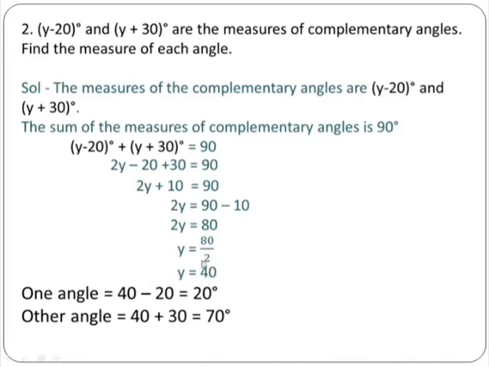Now we will put the value of y in these given expressions. The first one is y minus 20. So we will write one angle is y, that is 40. 40 minus 20 is equal to 20 degrees. The other angle is y plus 30. So in place of y, we will write 40. Therefore, we write here 40 plus 30 is equal to 70 degrees. So one angle is of 20 degrees, the other angle is of 70 degrees. If you add the measure of both the angles, you will find 20 plus 70 is 90 degrees. It means both the angles are complements of each other.